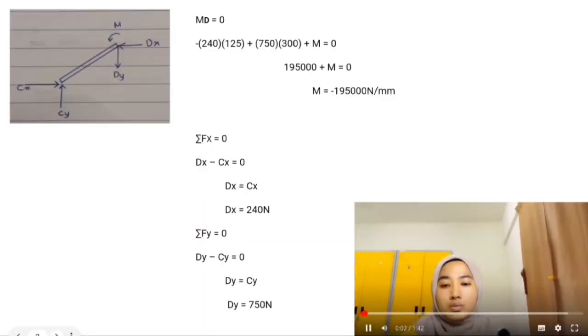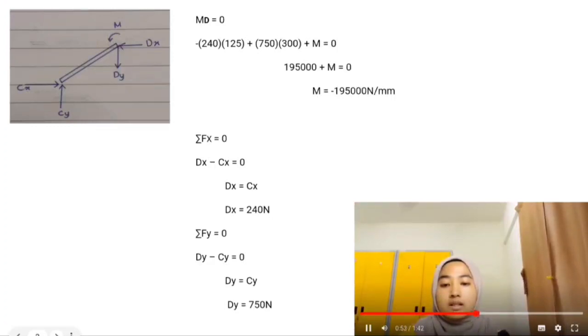Now, for A, we want to calculate the couple M. We use moment D equals to 0. So, negative 240 multiplied with 125 plus 750 multiplied with 300 plus M equals to 0. The total of negative 240 multiplied with 125 plus 750 multiplied with 300 is 195,000, plus M equals to 0. M is equals to negative 195,000 in Newton mm.